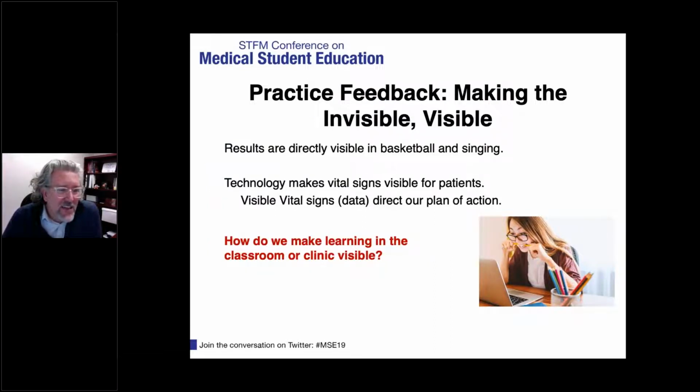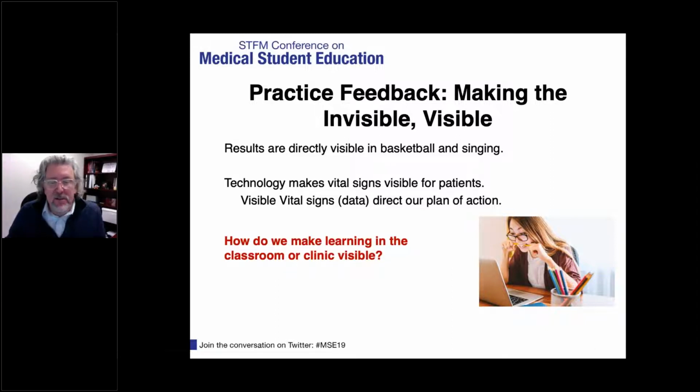In basketball and in singing, the results are directly visible, right? We monitor vital signs because blood pressure and heart rate are not readily visible, so we make them visible to direct our plan of action. But learning is a special case because we don't know what's going on inside someone's head. So it raises the question, how do we make learning in the classroom or clinic visible?